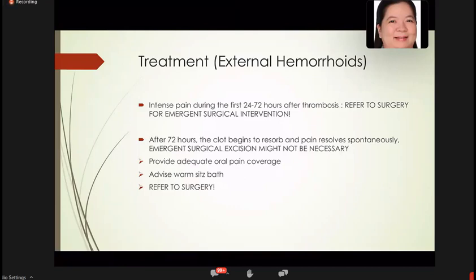Okay? And syempre, kahit na hindi na kailangan ng emergent surgical excision, you still need to refer them to surgery for more definitive procedures kasi pwede silang mag-recur. The pain can recur.